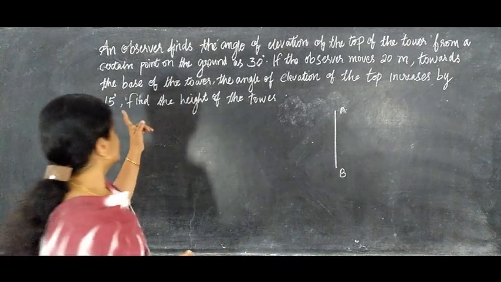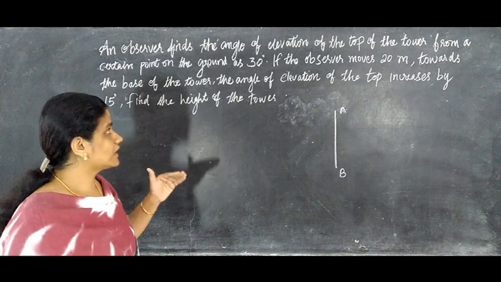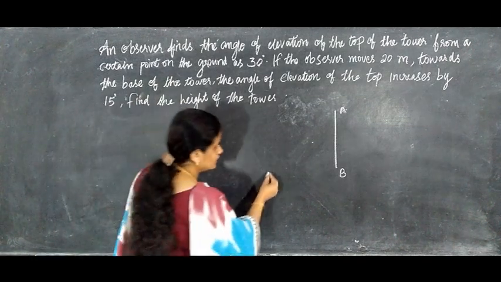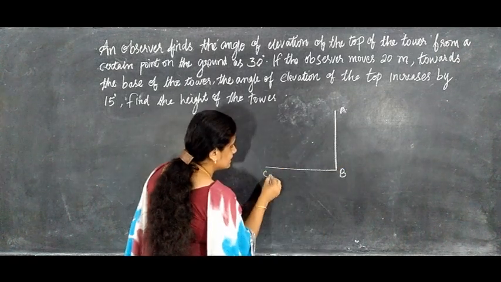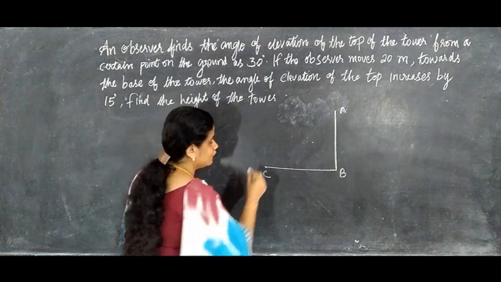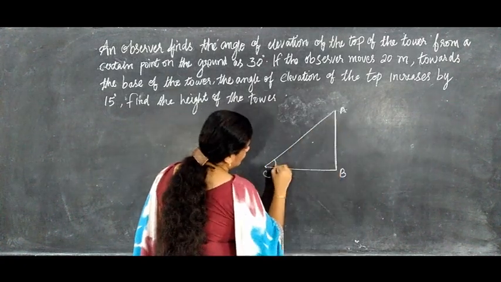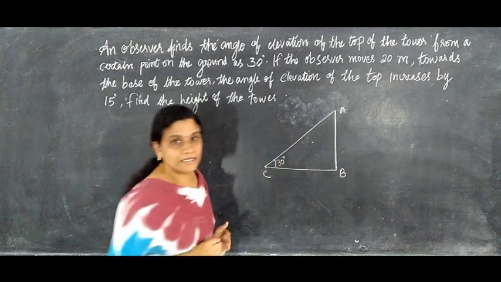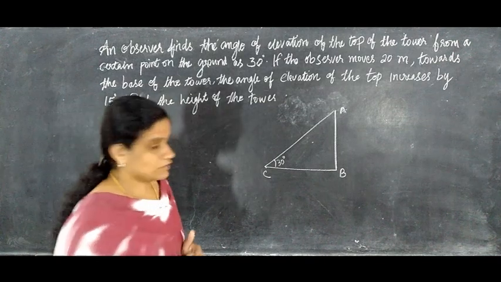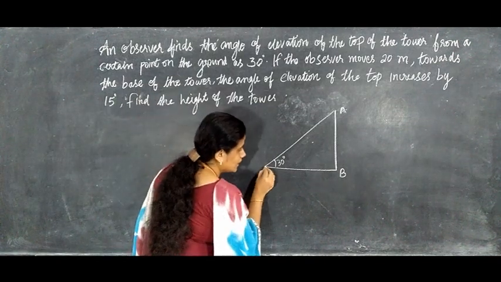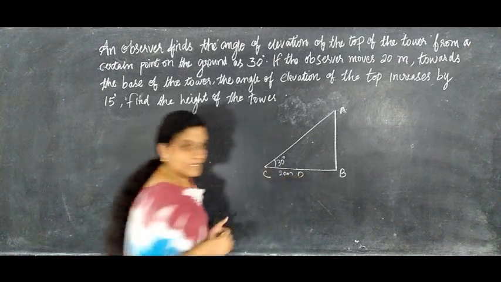Okay. Now an observer finds the angle of elevation of the top of the tower from a point on the ground as 30 degree. So this is the ground level. Let C be a point on the ground. From this point to the top of the tower, the angle of elevation is 30 degree. If the observer moves 20 meter towards the base of the tower, so from here he is moving 20 meter towards. Let the point be D.